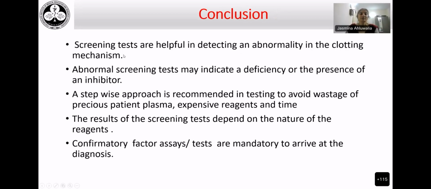So I'd like to conclude this talk today by saying that screening tests are helpful in detecting an abnormality in the clotting mechanism, and abnormal screening tests would indicate a deficiency of a clotting factor or the presence of an inhibitor. A stepwise approach is recommended in testing to avoid wastage of precious patient plasma and expensive reagents and to save time.